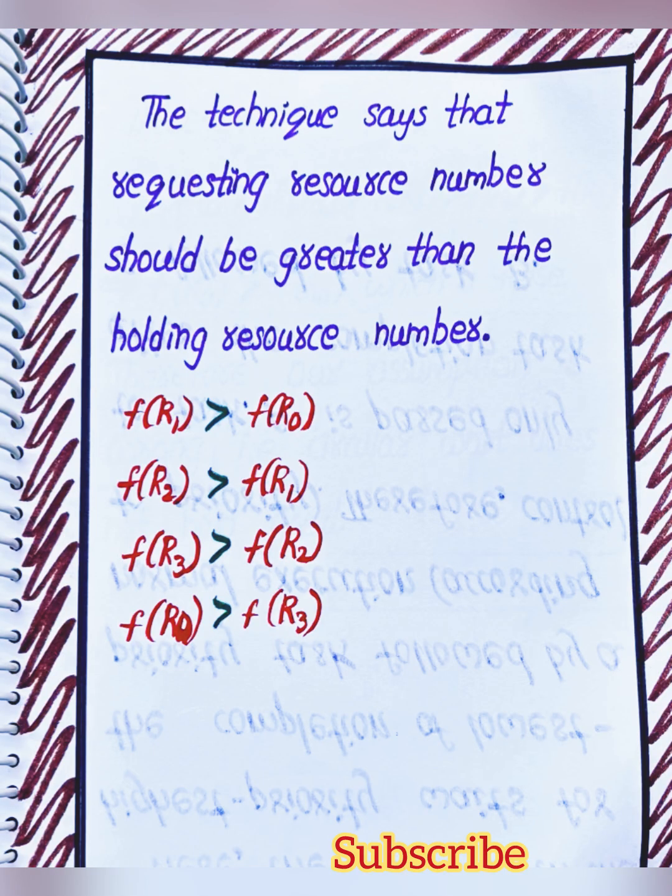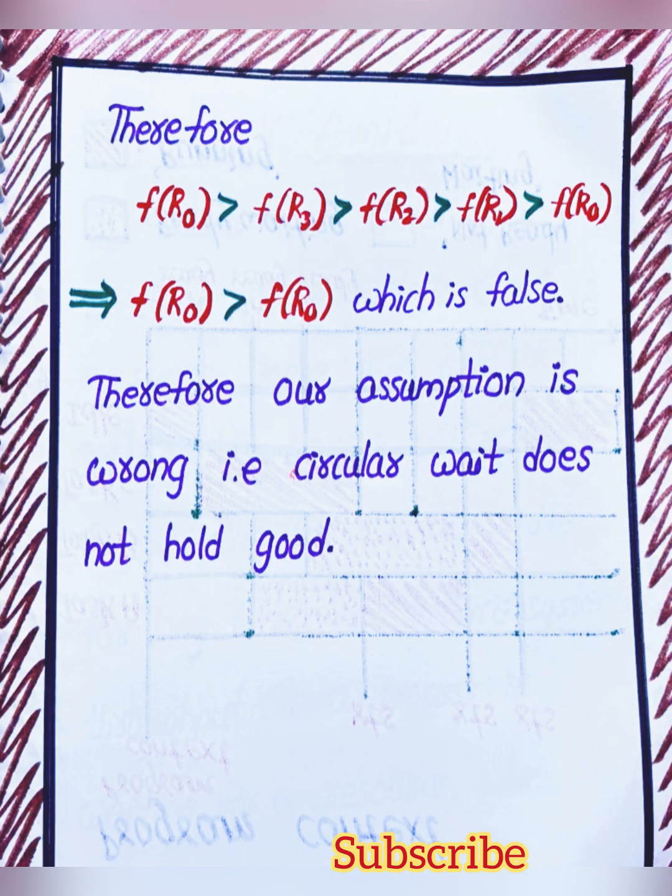F of R2 is greater than F of R1. F of R3 is greater than F of R2. F of R0 is greater than F of R3. Therefore, F of R0 greater than F of R3 greater than F of R2 greater than F of R1 greater than F of R0. F of R0 greater than F of R0, which is false. Therefore, our assumption is wrong, that is, circular wait does not hold good.